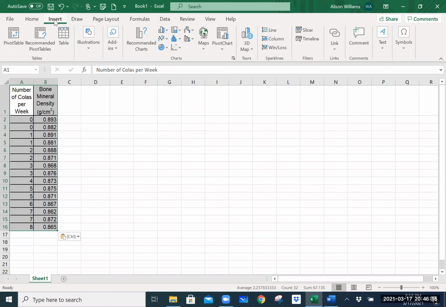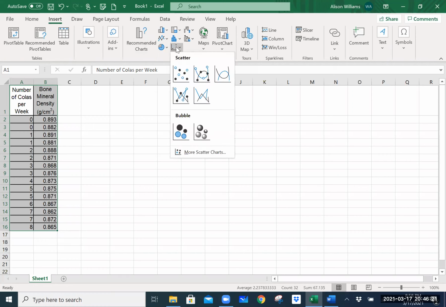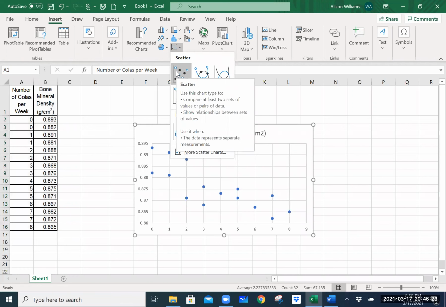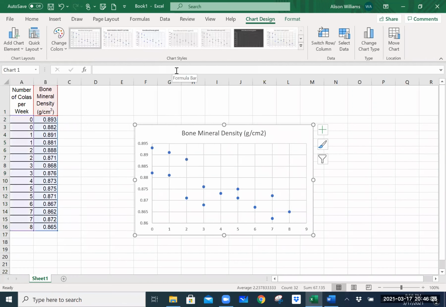Insert. Okay. See how there's all these little graphs here? Let's find the one that looks like a scatter plot. That would be this one right here. And I'm going to pick the one that just grabs a pattern. And you see Excel automatically knew what to do. They did label or title the graph, I should say, based on the second column.